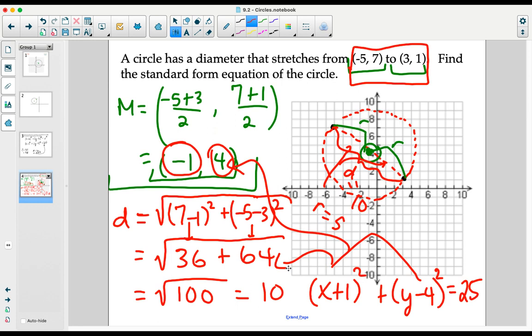Writing a standard form equation for a circle is a matter of identifying two things: the center of the circle and the radius of the circle. Sometimes you'll have to work for one of them, and sometimes you'll have to work a little bit extra for both of them.